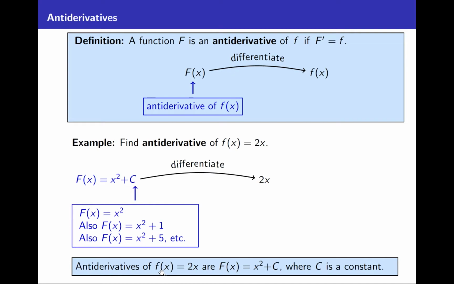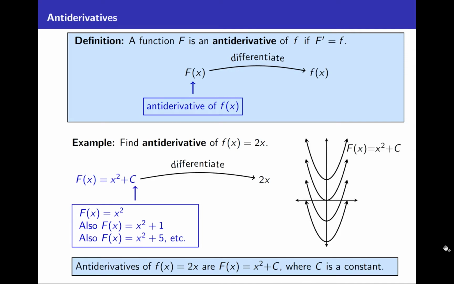So the antiderivatives of f of x equals 2 times x are all of the functions f of x equals x squared plus c, where c is any constant. And I've got these graphed here. X squared plus c just looks like the parabola x squared moved up or down c units. There's a whole family of curves, of which I've drawn 4 of them here. And they're all of the antiderivatives of 2 times x. If you take the derivative of any of these functions, you get 2 times x.